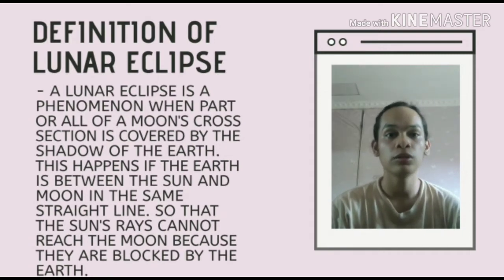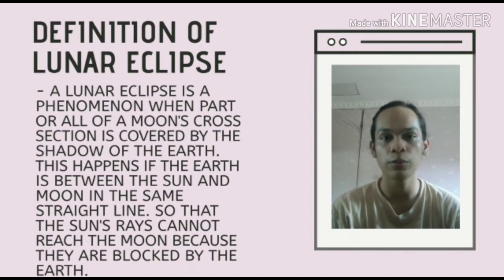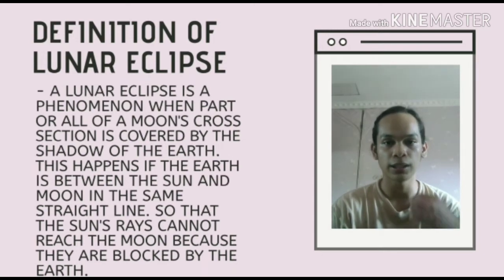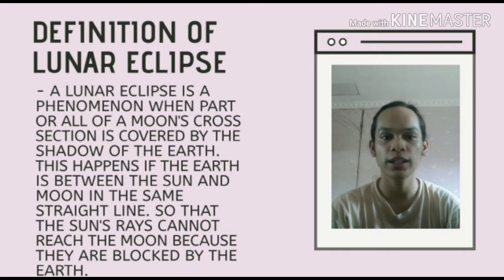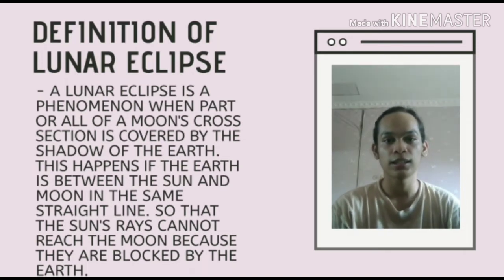So, a lunar eclipse is a phenomenon when part or all of a moon's cross-section is covered by the shadow of the Earth. This happens if the Earth is between the Sun and Moon in the same straight line, so that the Sun's rays cannot reach the Moon because they are blocked by the Earth.